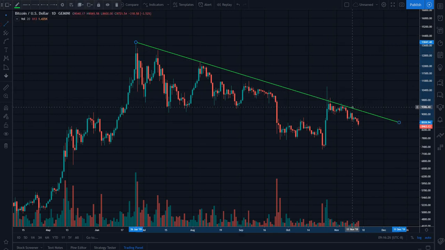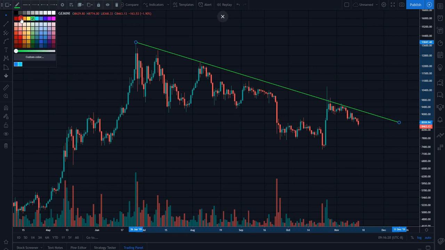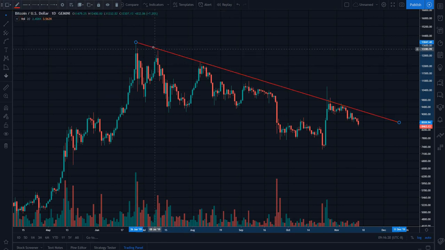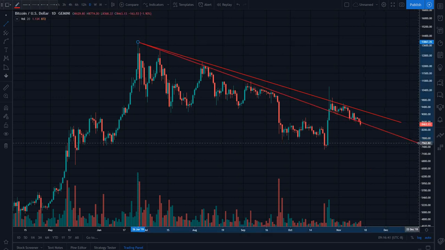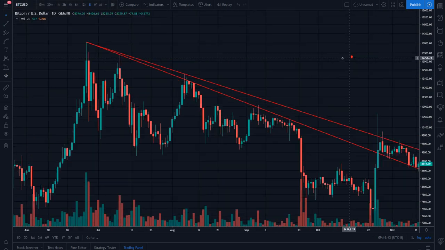And then we respect it all along this zone. I like to draw my trend lines red and green because red indicates a resistance while green indicates a support. So we do see that clear descending trend line. And then what we can also draw is another descending trend line connecting the lows right here. So what can we see right here?